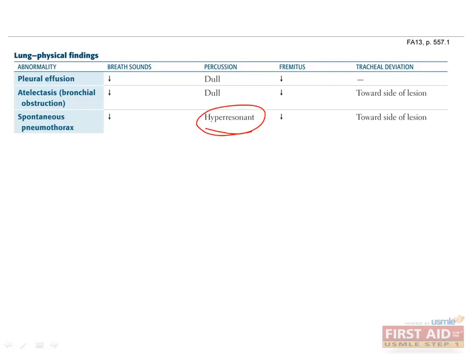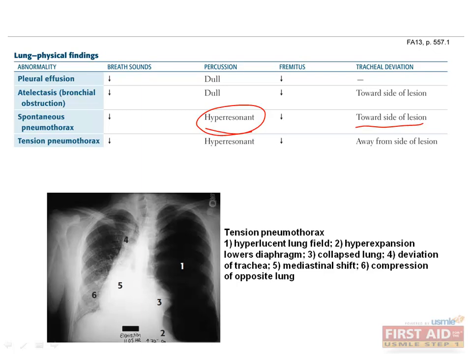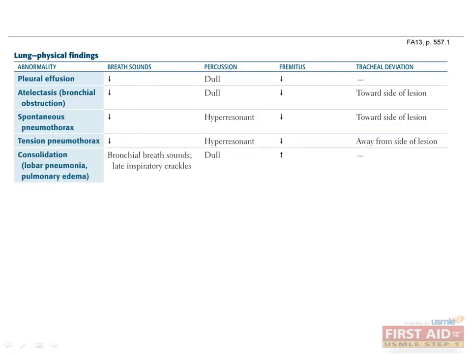In spontaneous pneumothorax, the trachea tends to deviate towards the side of the lesion. With a tension pneumothorax, the tracheal deviation would be away from the side of the lesion because the trapped air on the side of the collapsed lung pushes the mediastinal structures like the trachea to the other side, as in this chest x-ray. Finally, if you have increased tactile fremitus, you should be suspicious of a pneumonia or any other consolidating process.